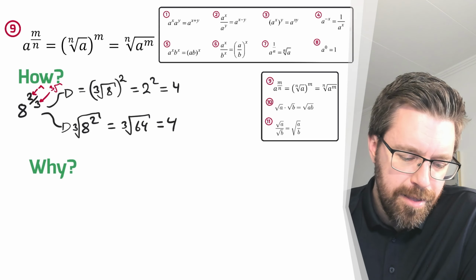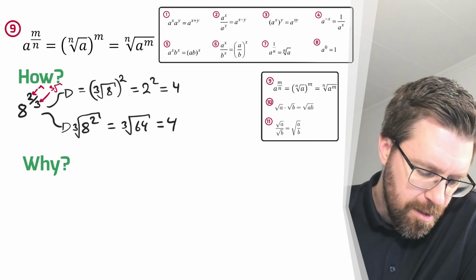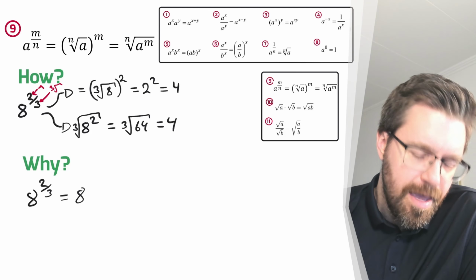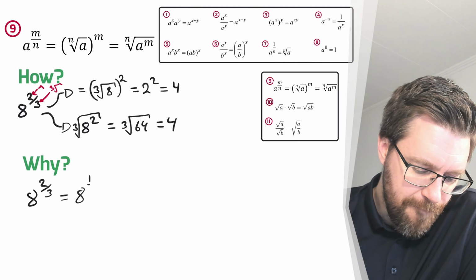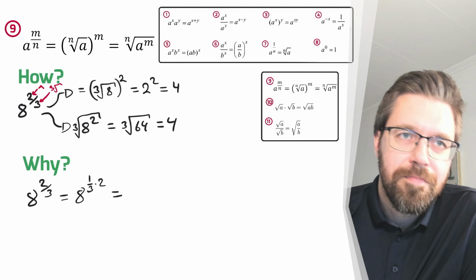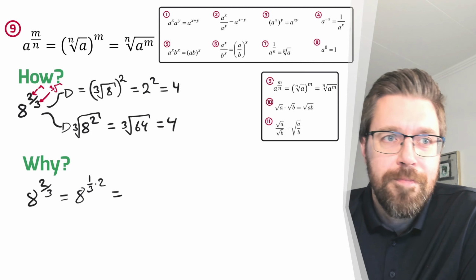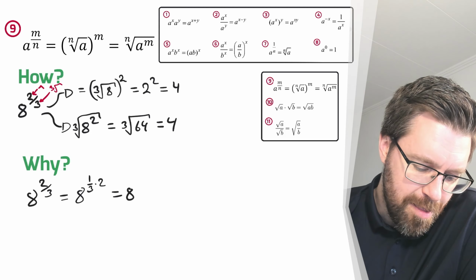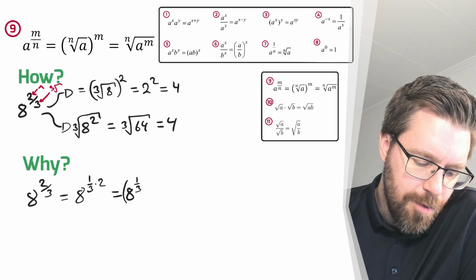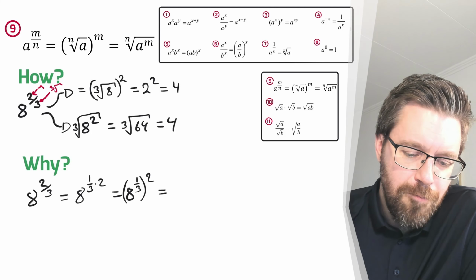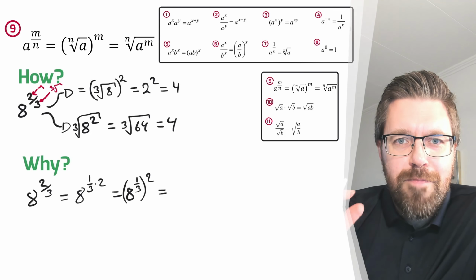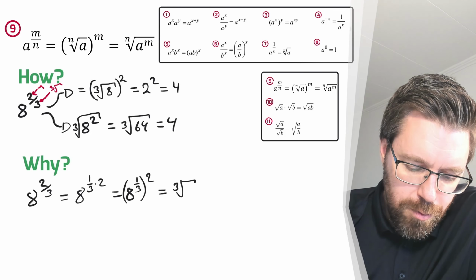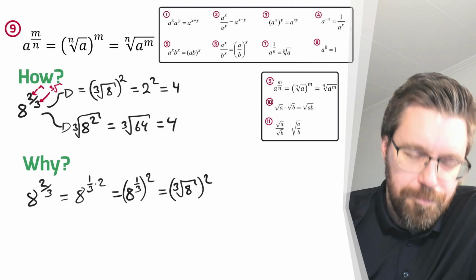And why is it like this? If you take this example, 8 raised by 2/3, it equals 8 raised by 1/3 times 2. Okay, this equals 2/3. And then you can use rule number 3, and it equals 8 raised by 1/3, and then raised by 2. And with rule number 7, 8 raised by 1/3 equals the cube root of 8, and then you have it. The cube root of 8 and then raised by 2.